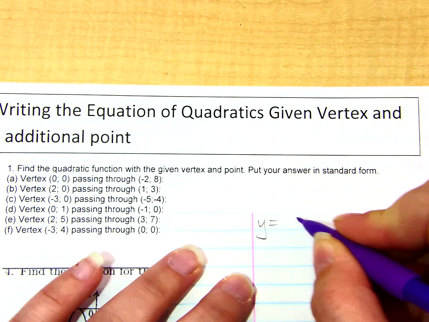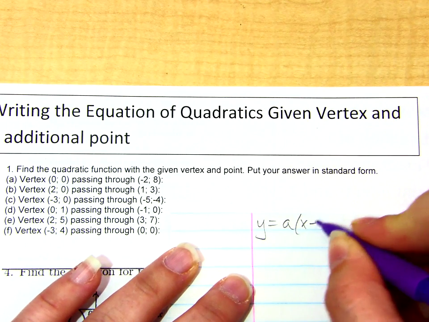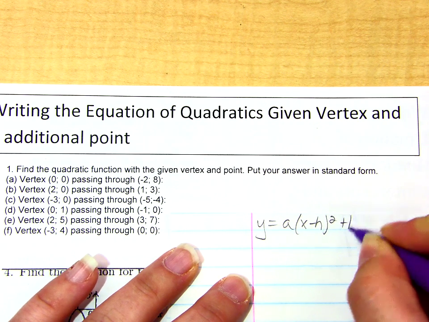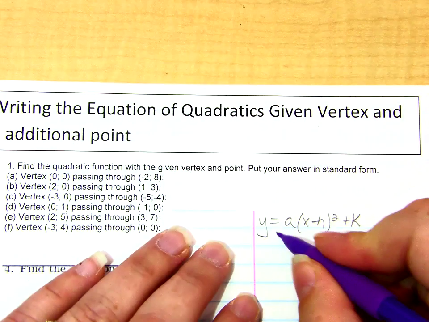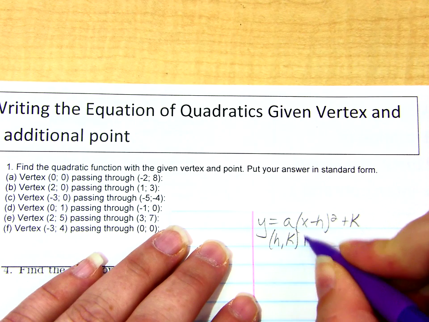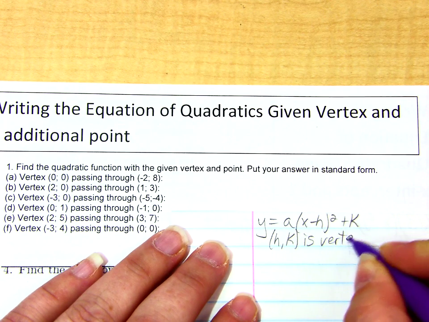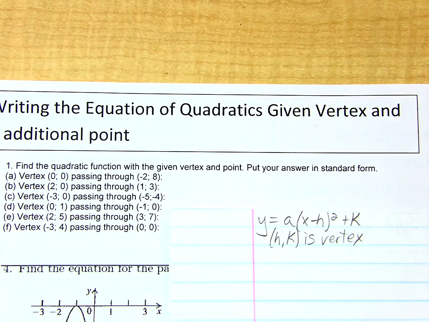It's y equals a times x minus h squared plus k. And you might remember this from the absolute value stuff. h, k is just that vertex. All right, so h comma k is your vertex. So that's pretty much our steps. We're going to plug in h and k, whatever the vertex is.